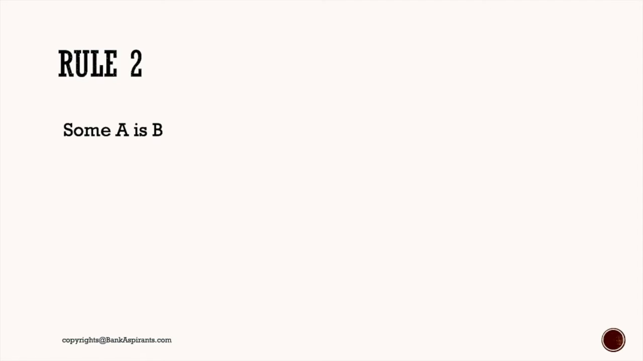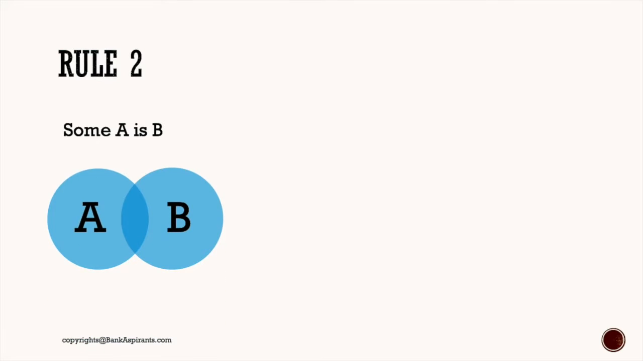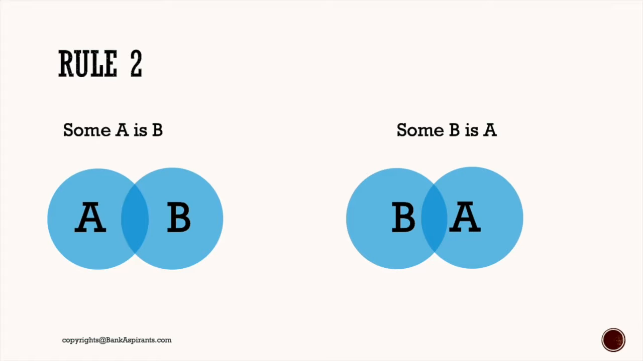Rule number 2: Some A is B, and similarly some B is A. Some A is B means only some part of A and B is intersected. So we draw the diagram with A and B intersecting, and similarly some B is A means some part of B and A is intersected. Only the variables are changing. There may be other variables in the place of A and B, for example some cats or dogs, or some dogs or horses. The same diagram representation applies for whatever variables are given in the question.